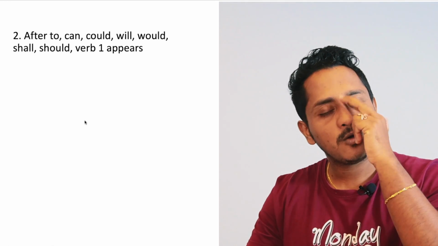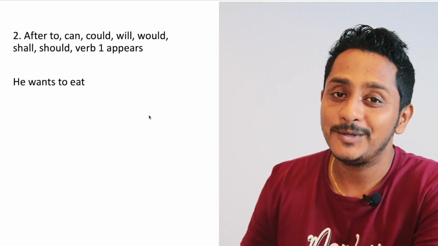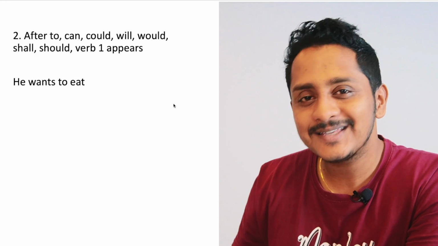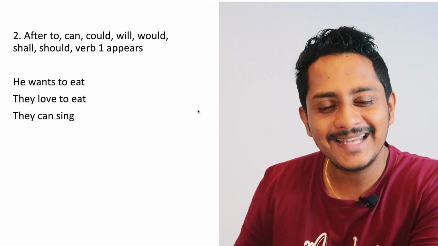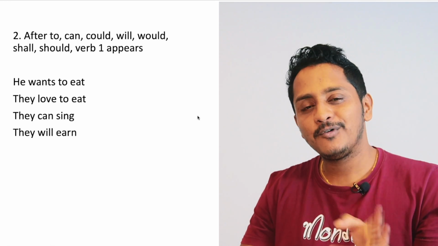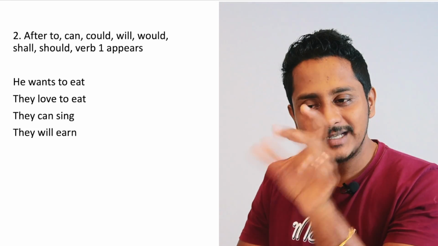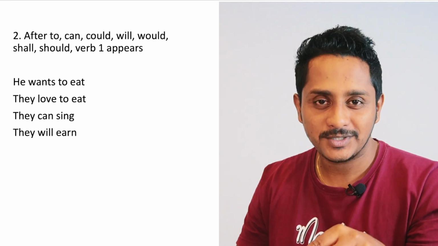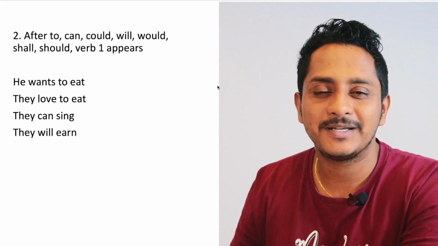Your eyes should only go to that option which has verb 1 in it. For example, he wants to eat is right, he wants to eating is wrong. They love to eat. He can eat, he can sing, they can sing, they will learn, they should learn. The same after will, would, shall, may, might, or to, can, could. If there is a dash, your eyes should only go to that option which has verb 1, and it means present tense.